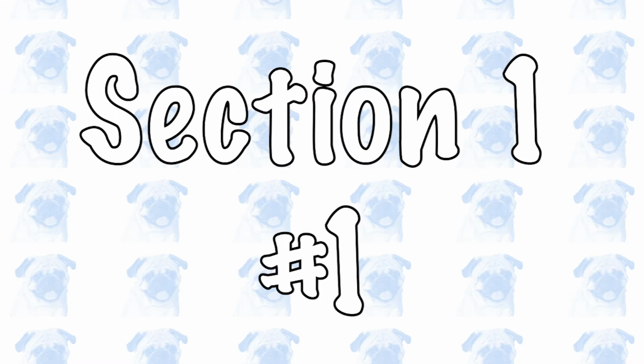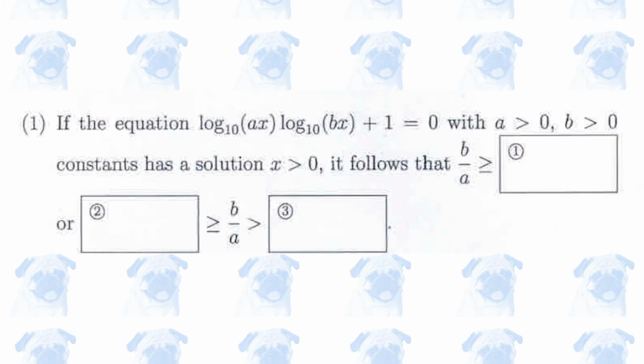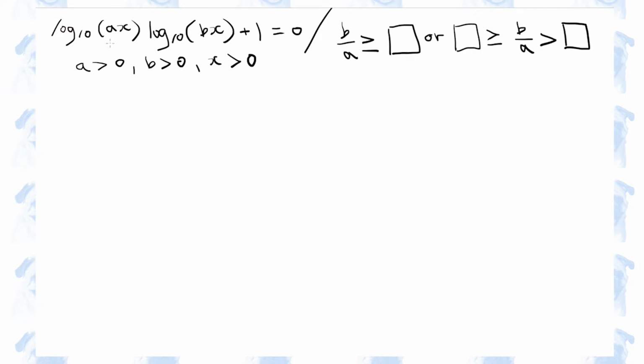This is the 2015 MEXT Undergraduate Mathematics B. Section 1, Number 1. We are given this equation: log base 10 of ax times log base 10 of bx plus 1 equals 0, where a, b, and x are all positive numbers, and we have to find the range of b over a.